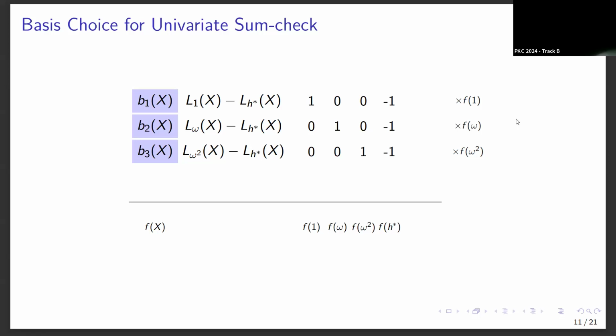In most cases, or for most SNARKs, the polynomial is stored in its evaluation form. That is, the prover stores the evaluations of this polynomial on every point in the domain. So in that case, we can easily find a basis such that the evaluation values are exactly the coefficients. So the prover does not pay any additional cost to compute the linear coefficients. Okay, that's all for this new univariate sum check.